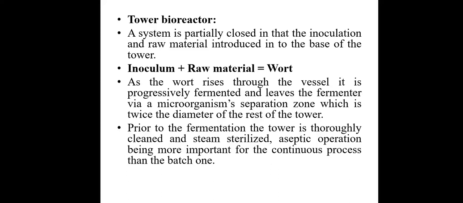The inoculum and the raw material are introduced into the base of the tower. The inoculum plus the raw material is called the wort. As the wort rises through the vessel, it is progressively fermented and leaves via a microorganism separation zone, which is twice the diameter of the rest of the tower. Here the diameter is larger for the proper growth of the microorganisms. Prior to the fermentation, the tower is thoroughly cleaned and steam sterilized.